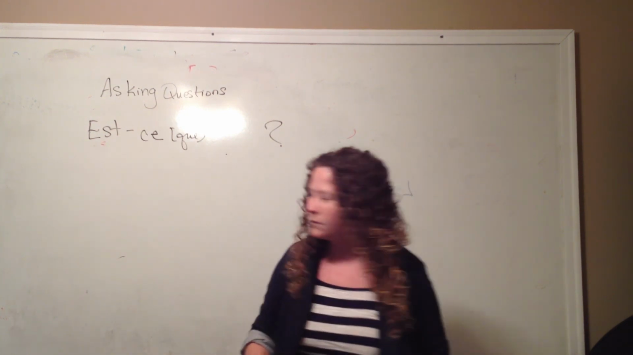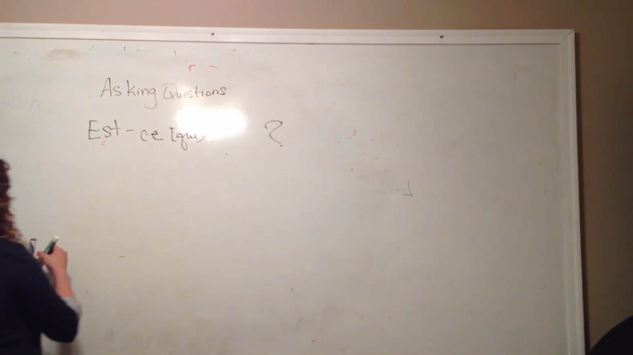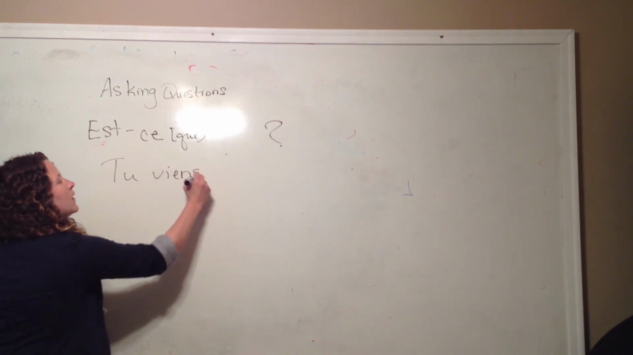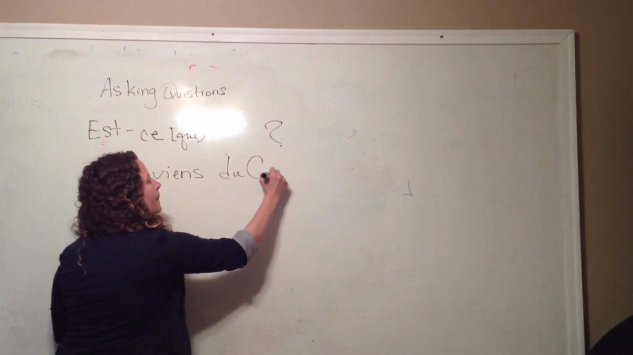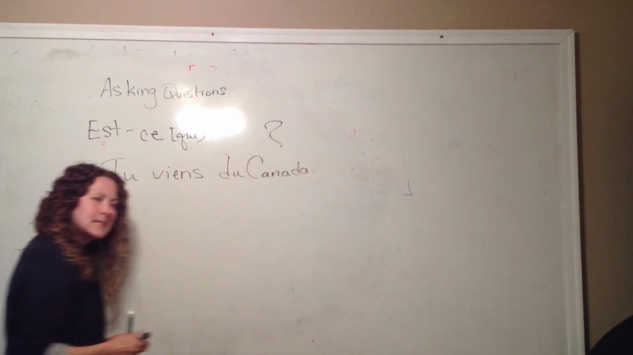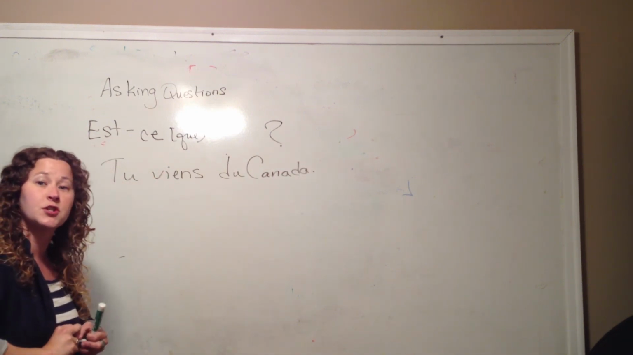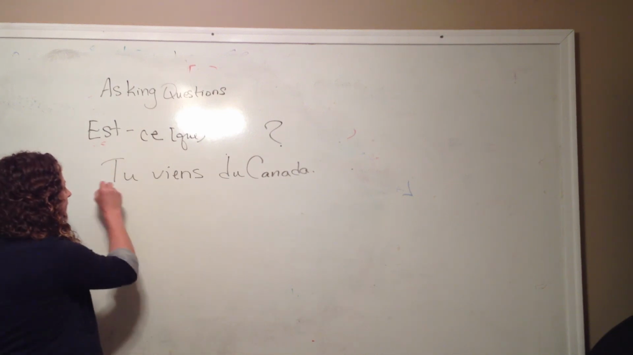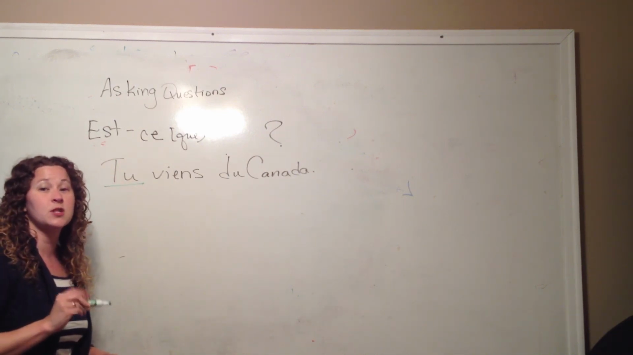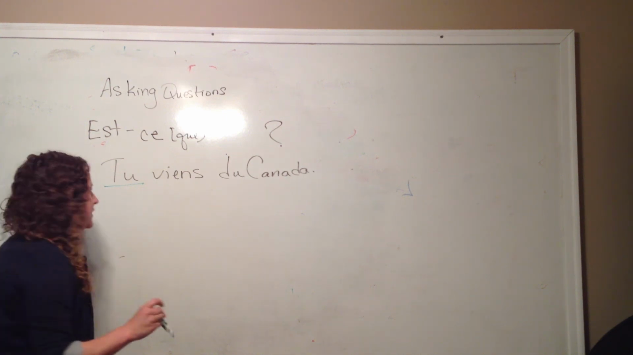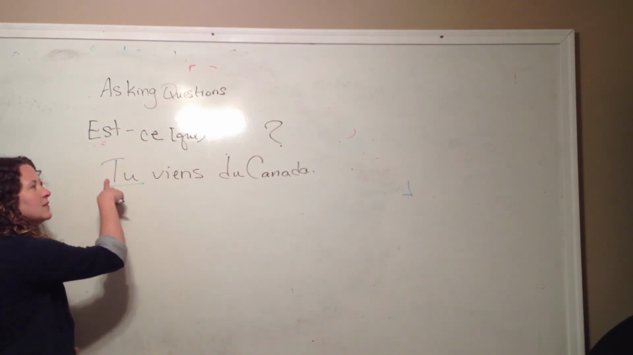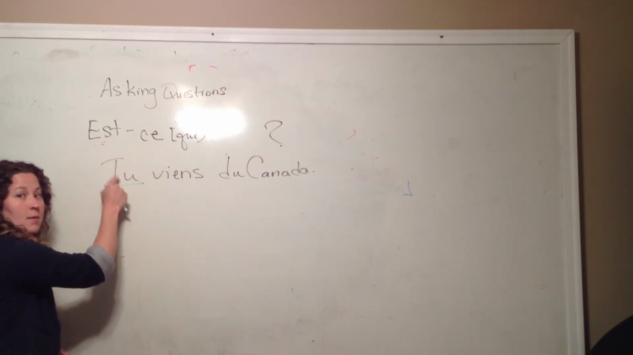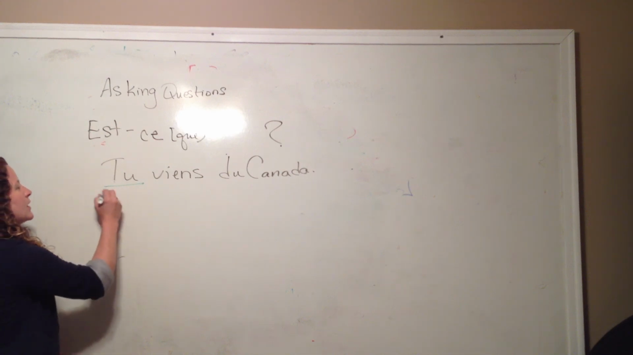So, if I have the statement, tu viens du Canada. That's a statement. Now let's say I want to use inversion, okay? First thing I have to do is locate my subject. Is my subject a subject pronoun? Yes. This doesn't say Sophie comes from Canada. This says you. It's a subject pronoun, okay? So there's our subject pronoun.